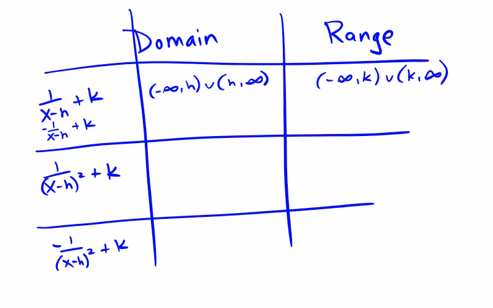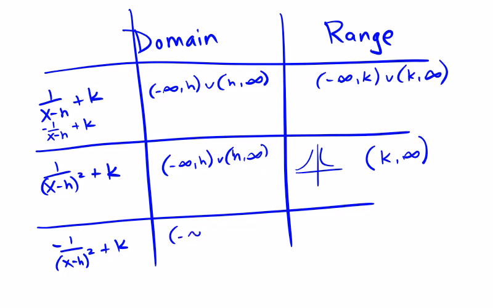For 1 over x squared, if it's positive, our domain is going to be the same as before, negative infinity to h union h to infinity. But the range, because this graph is up on both sides, is going to be parentheses k to infinity, because we can't include the k value since that's an asymptote. For our last one, our domain still has not changed, negative infinity to h union h to infinity. But this time our graph is upside down, so that means our range is negative infinity to k. Hopefully this will help with clarifying some of that domain and range.